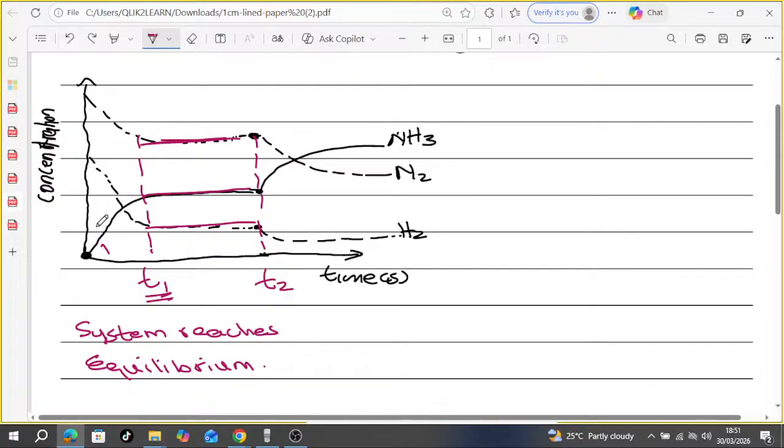The reverse always starts at 0. So this will be your reverse, and this will be your forward. These two are your forward reaction. So now tell me, which reaction is favored? According to your own understanding, which reaction is favored?